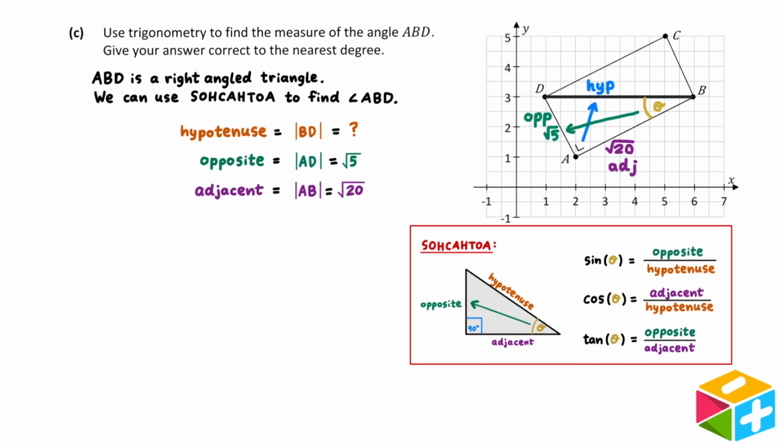We know the opposite and the adjacent. So we should look through sine, cos and tan and see which one uses both of these. Here we see that tan of theta is equal to the opposite over the adjacent. In our triangle, we have an opposite of root 5 and an adjacent of root 20. So let's sub these in.